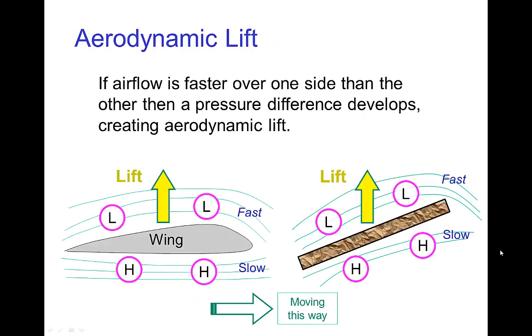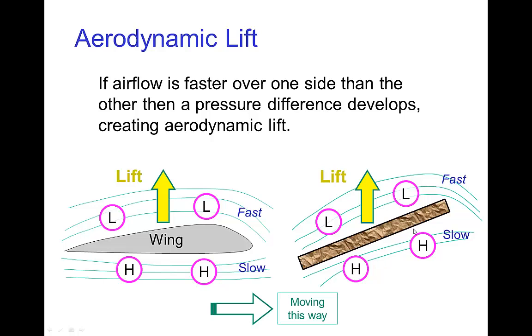Now, one of the most important applications of this Bernoulli's principle is the creation of lift for a wing. So if we have the airflow that goes fast over the top of the wing and slower underneath the wing, then we have lower pressure on top of the wing and higher pressure underneath the wing. This creates a pressure difference. Because of this pressure difference, we have a force, and we call that lift. Now, wings have shapes that promote this difference of airspeed.